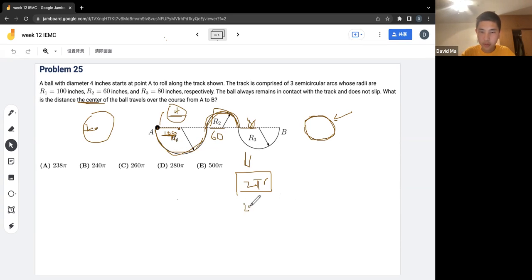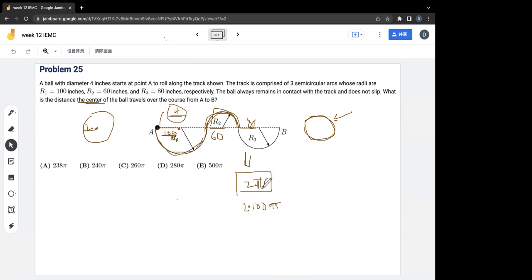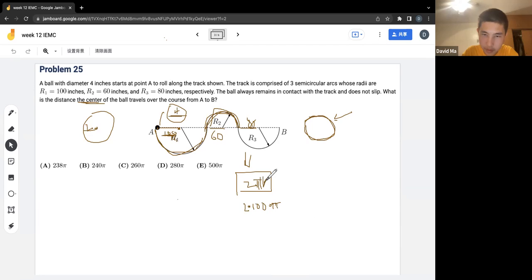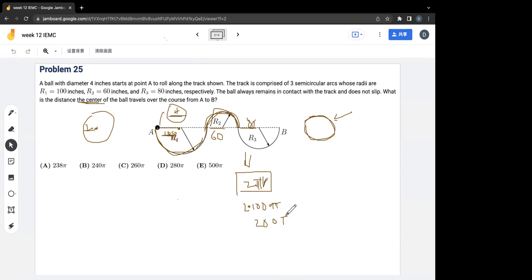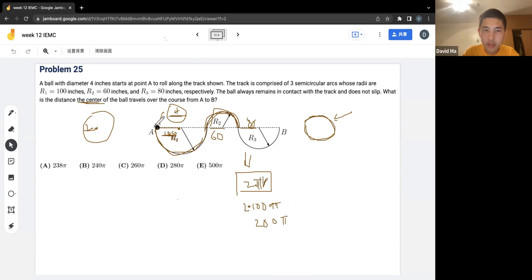Let me write it out for you. It's 2 times 100 times pi. Because this part is R, right? Can you read my handwriting? This part is R and it's 100. So it's 2 times R times pi, which is 200 pi. That's the circumference of the whole circle. But then you have to divide this by 2, because you're calculating the length of the whole circle and this is half a circle, so it's 100 pi.